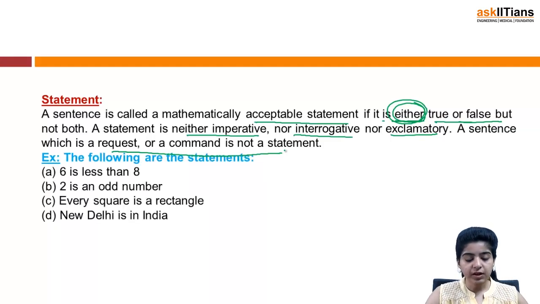We have certain examples. Following are the statements. 6 is less than 8. This is a simple sentence. You can see it is neither imperative nor interrogative or exclamatory. Then we have 2 is an odd number, every square is a rectangle, or New Delhi is in India. So we don't have any kind of request or command in these sentences, so these are statements.